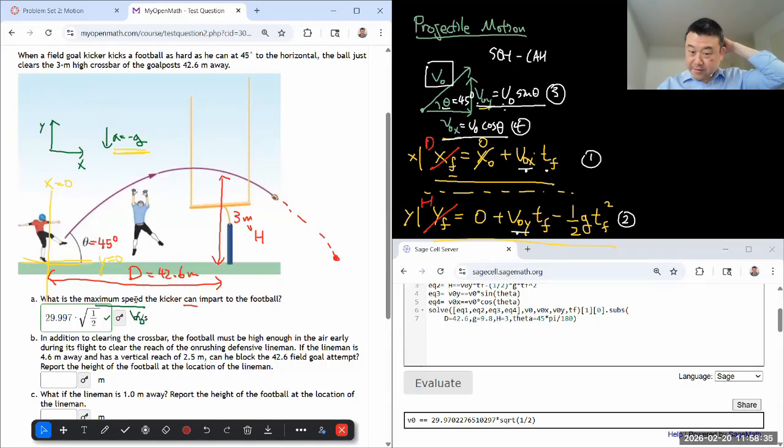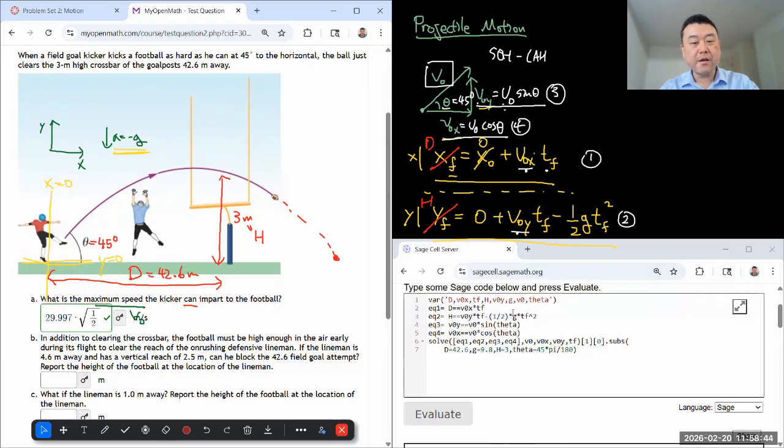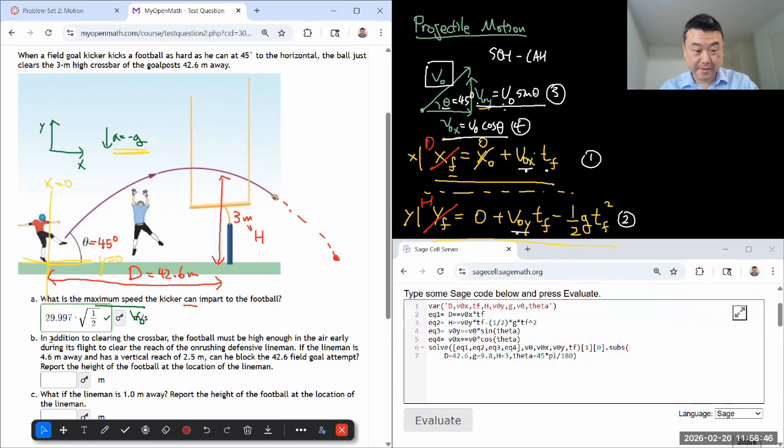One of the reasons I did the SageMath is I figured maybe I should have read ahead, but I didn't. But I figured this whole setup would help me solve the remainder of the question quickly. Let's read. In addition to clearing the crossbar, the football must be high enough in the air early during its flight to clear the reach of the onrushing defense lineman. The lineman is 4.6 meters away. That's the vertical reach of that. Can he block the 42.6 field goal attempt?